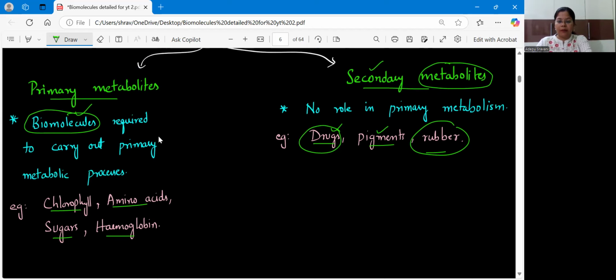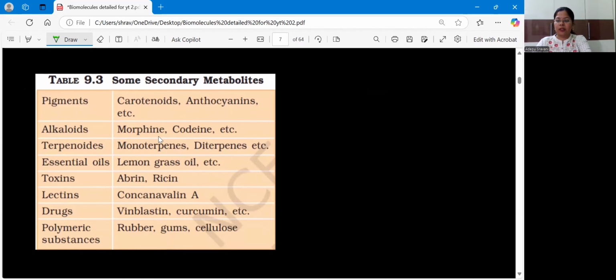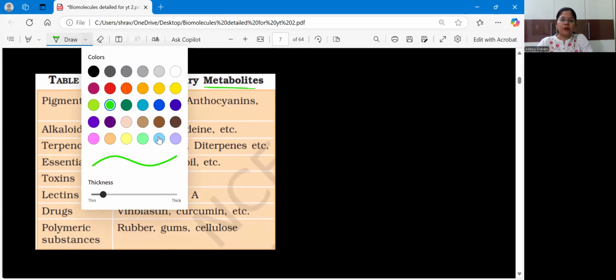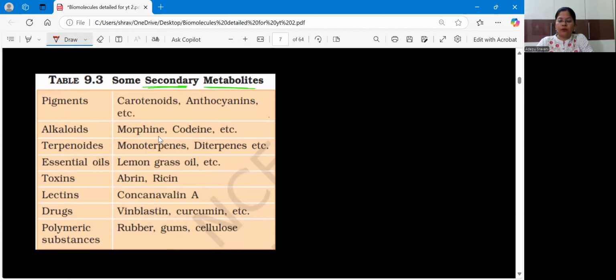Now coming to a table, again very important, which is given in your textbook. So it shows some secondary metabolites given in your textbook. Again, very, very important from the exam point of view. So here we have a list: pigments are carotenoids, anthocyanins. If you talk about anthocyanins, they are water soluble pigments. Sometimes they will ask you which of the following pigments are water soluble. Chlorophyll, carotenoids, xanthophylls, everything are water insoluble except for anthocyanins. So this could be an important point.